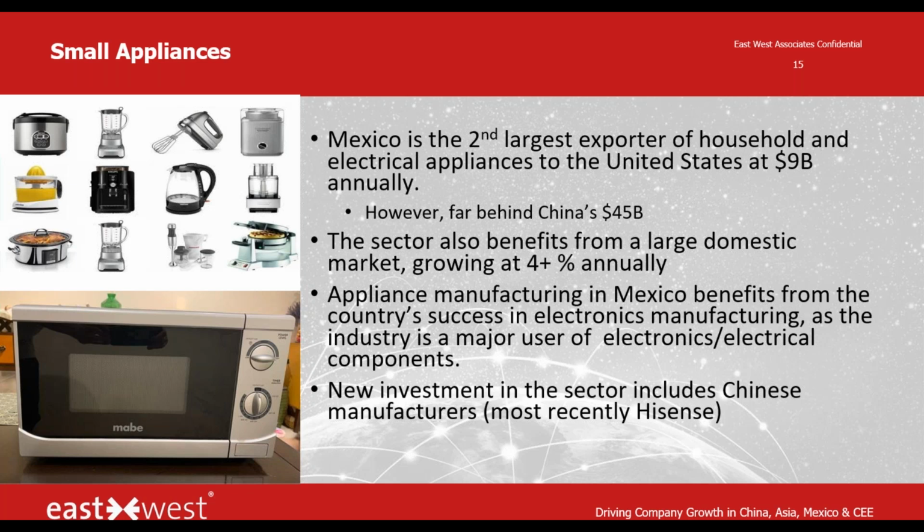You can see there's 9 billion annually, but take a look from China coming to the States, or North America to the States, is 45 billion. So you can see that China really dominates in this, and so if you're in the sourcing business and you're looking to buy finished goods of this sort out of China, okay, good.